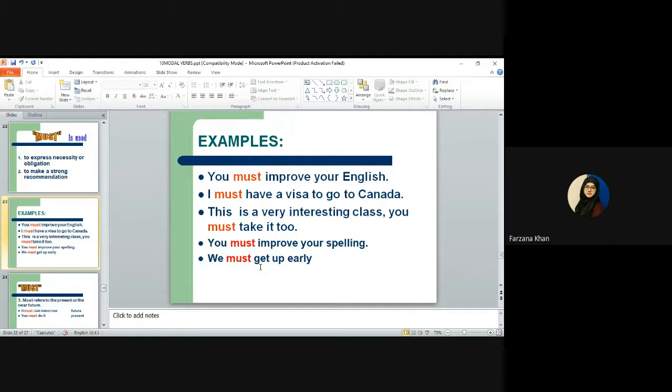So what you need to keep in your mind is that must is a word which has stronger intensity than should. Should is a simple recommendation, suggestion, obligation, but must is very strong, and is used to show strong recommendation, necessity, and obligation.